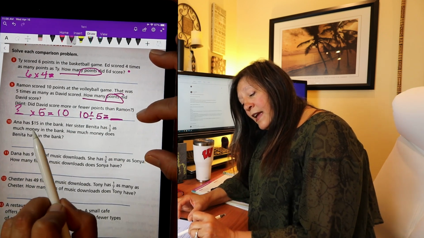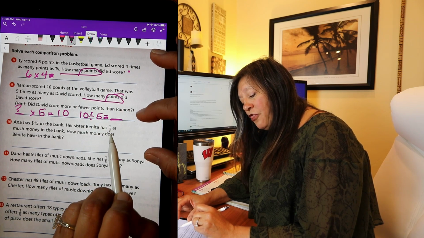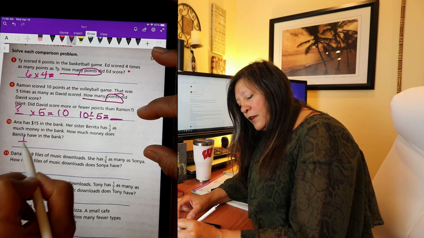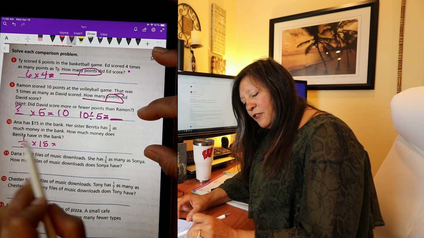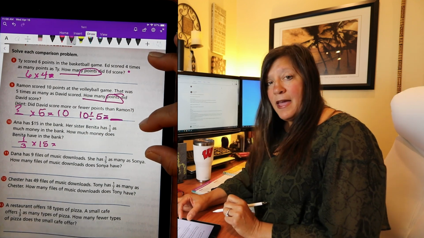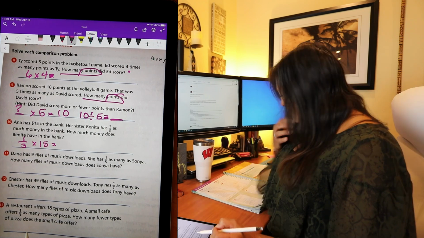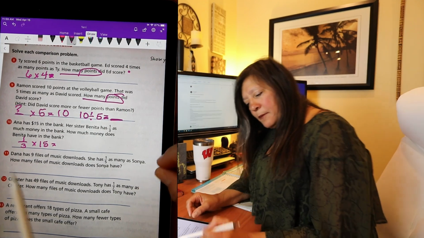Number 10, Anna has $15 in the bank. Her sister Benita has 1/3 as much money in the bank. So she has 1/3 of 15. How much money does Benita have in the bank? Okay, so you have to take 1/3 of the 15. All right, I'm just going to make sure I'm turning at the same time here.